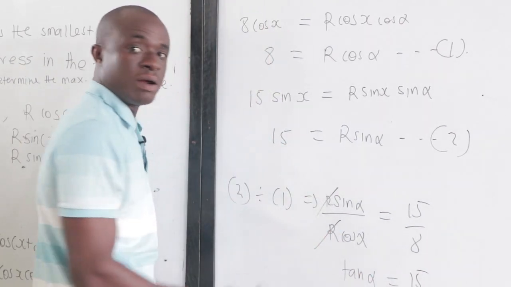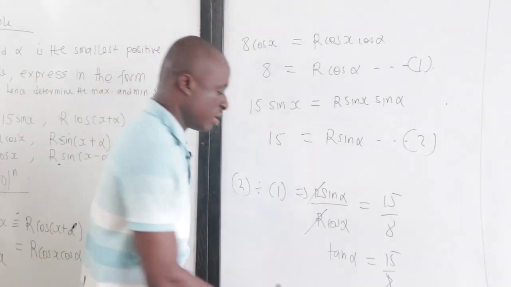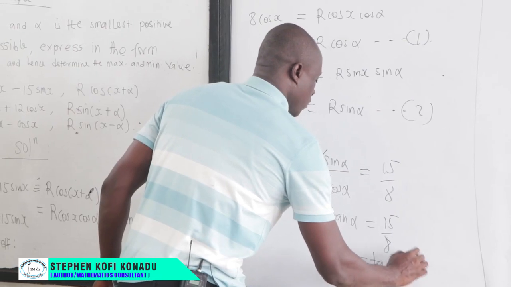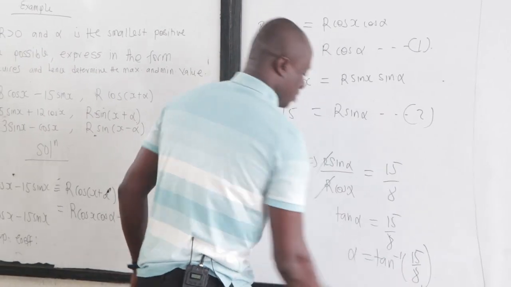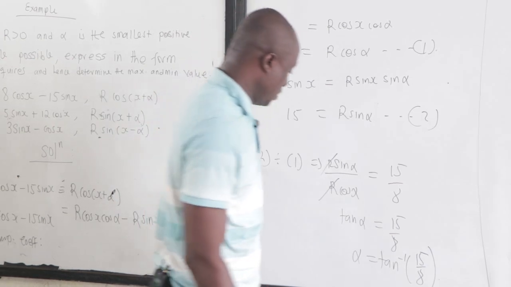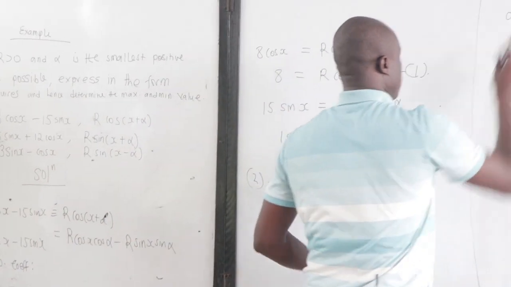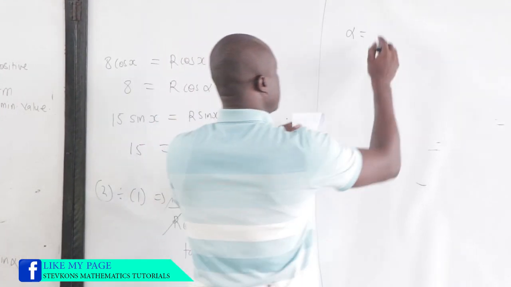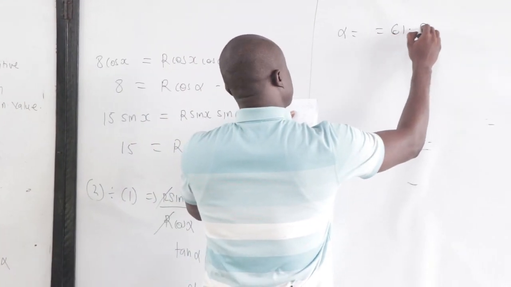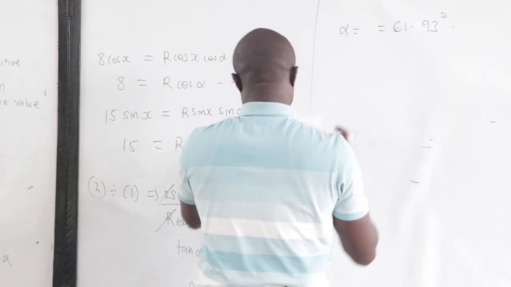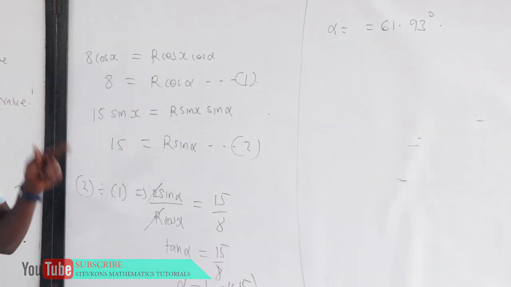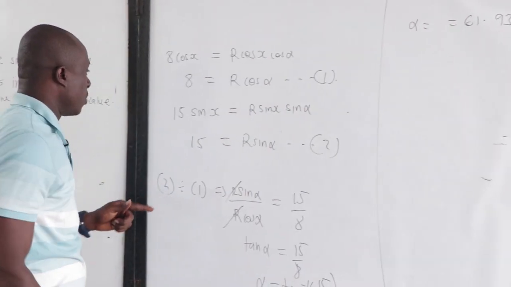Why? r and r will cancel. I want to find alpha, so alpha is equal to tan inverse of 15 over 8. Now what is tan inverse of 15 over 8? Using the calculator, this is equal to 61.93 degrees. Now what's the next step? So we know alpha, we have to find our r.